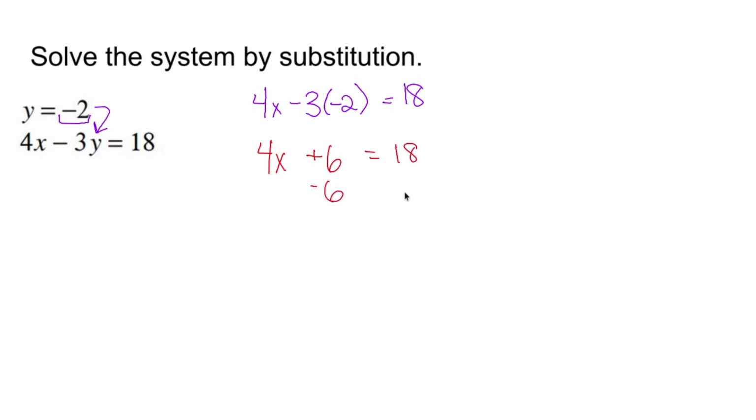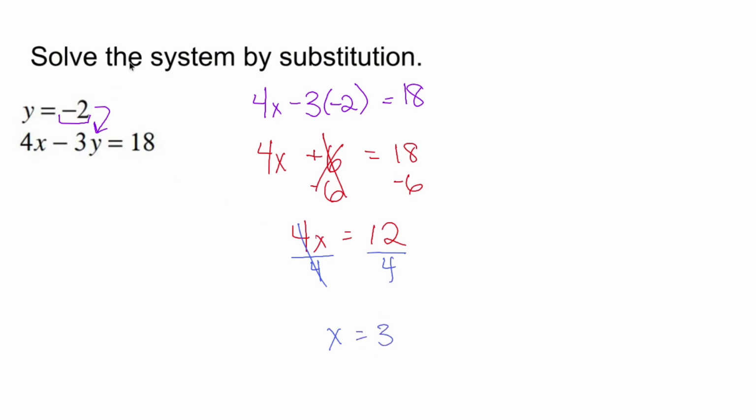Subtract 6 from both sides. 4x equals 12. In order to get x all by itself, you divide both sides by 4. And x is going to equal 3.